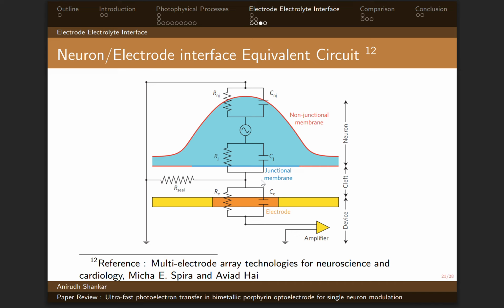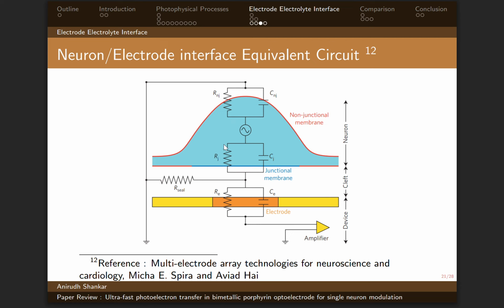So this is the diagram of a neuron resting on top of an electrode. The junction between a neuron and the electrode is typically termed a cleft, and this leads to the formation of a resistance that is typically referred to as a seal resistance. And this cleft is typically filled with ionic solution. And the voltage that is formed over this R seal is critical, as this directly modulates the gate voltage of a field effect transistor or the charge deposited over an electrode, and that's why it's of great concern to us.